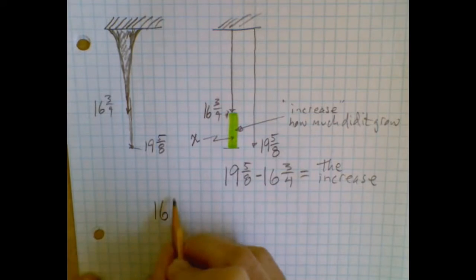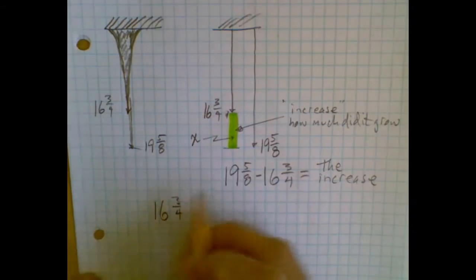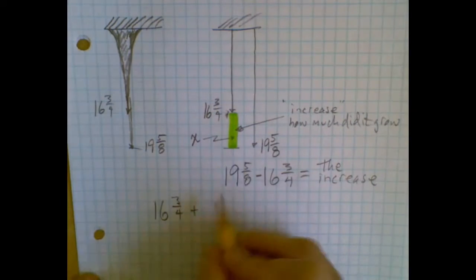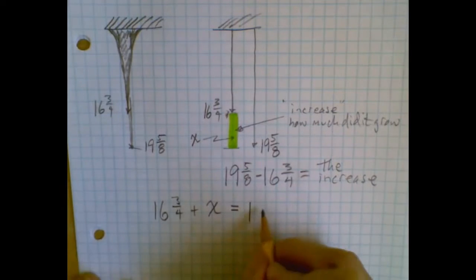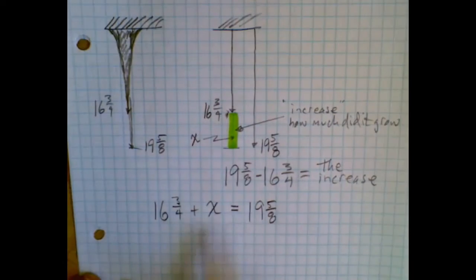That is 16 3/4 inches plus my unknown. I don't know what it is, that's okay, I don't have to. It's the same thing. That means it's equal, it's equivalent to my final amount. And lo and behold, there I have an equation.